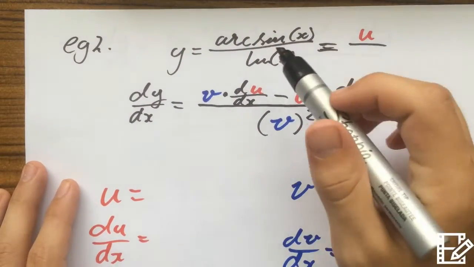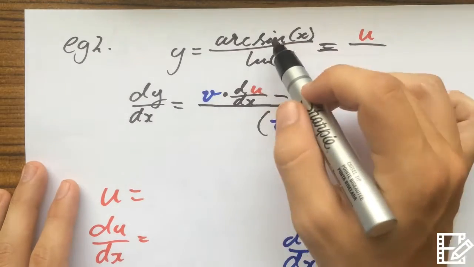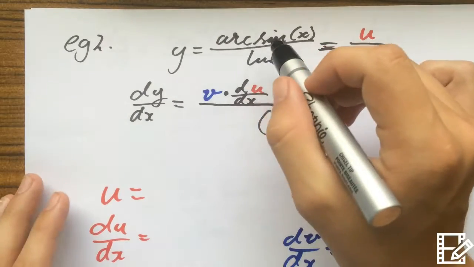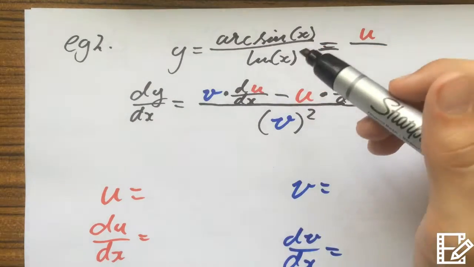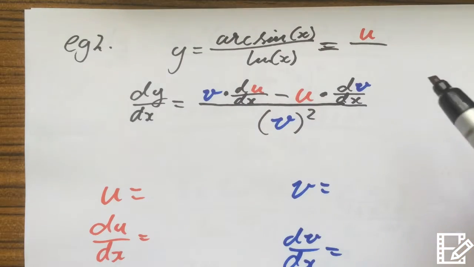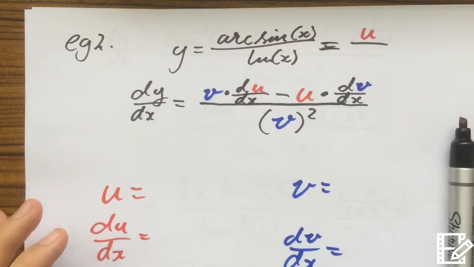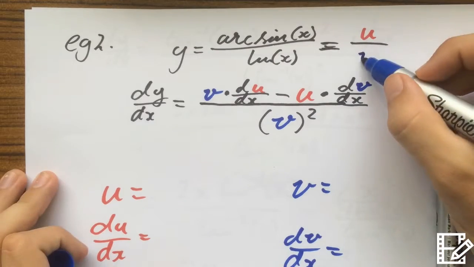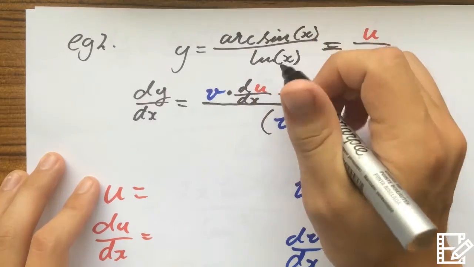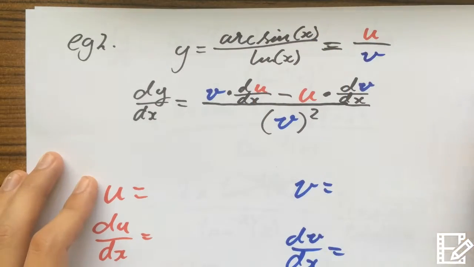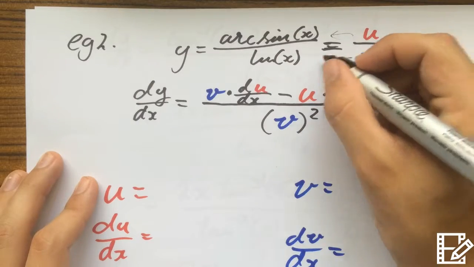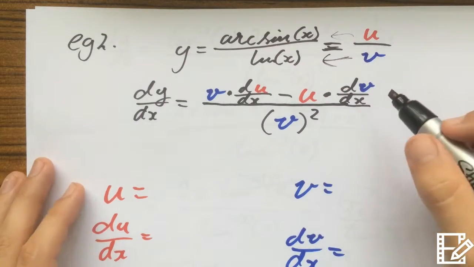So let's go on to our second example. y equals arc sine x over ln of x. This arc sine x is the exact same as before when we had tan to the negative 1. This is the same as sine to the negative 1. It's just written a different way. So we have a function over another function. We have u over v. We're going to label the top section as u and the bottom section as v.